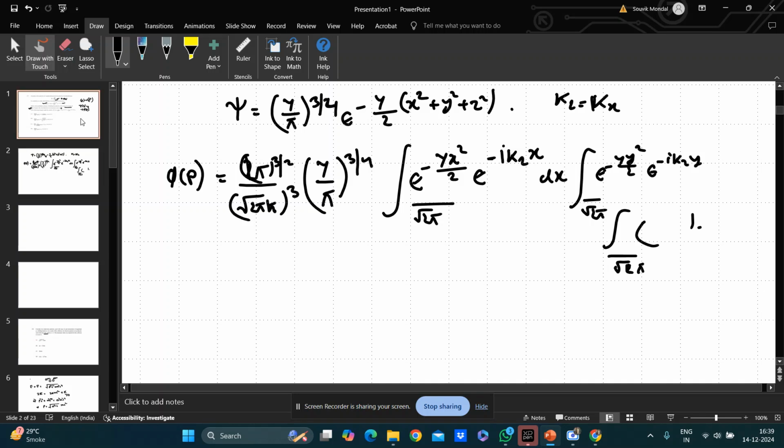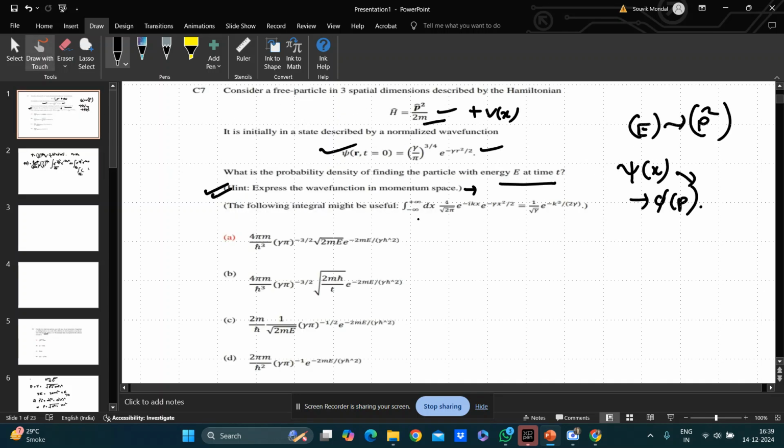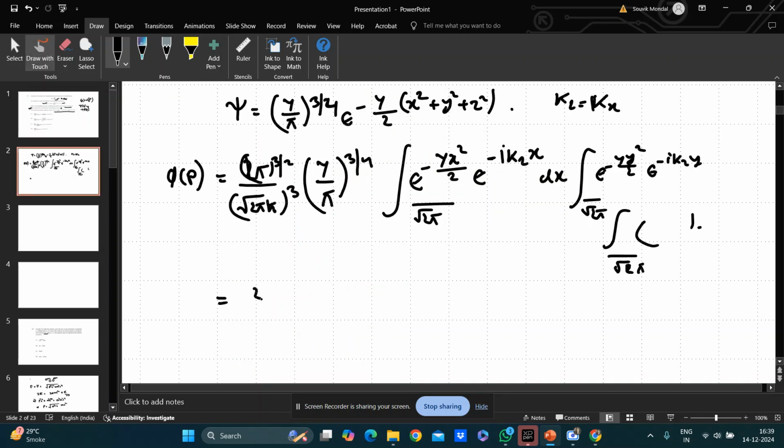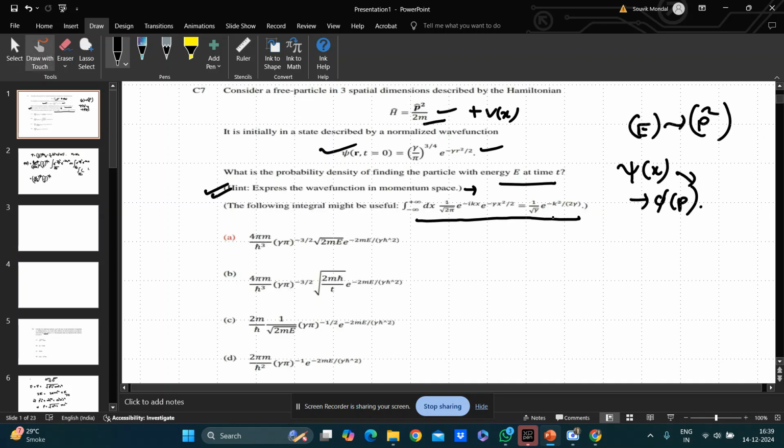Now look at what they are telling you. They are telling you this value, so directly put this value. So 2 pi by (2 pi h cross) to the power 3 by 2, gamma by pi to the power 3 by 4. Now simply, what is this value? 1 by gamma, e to the power minus k squared by 2 gamma.